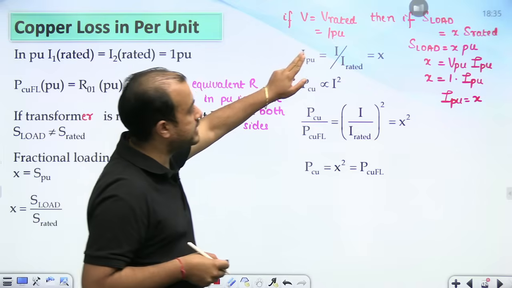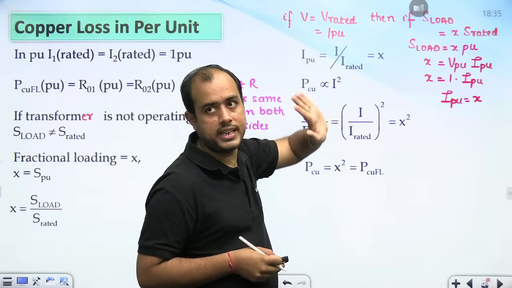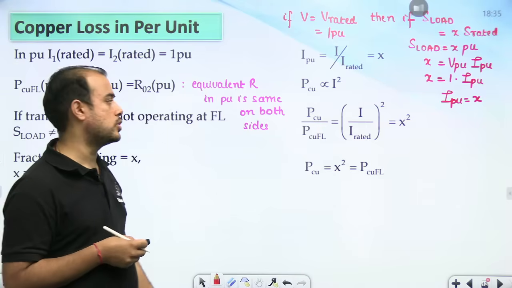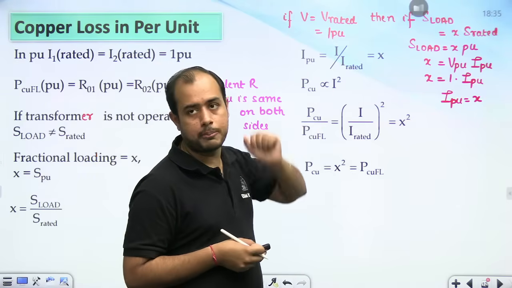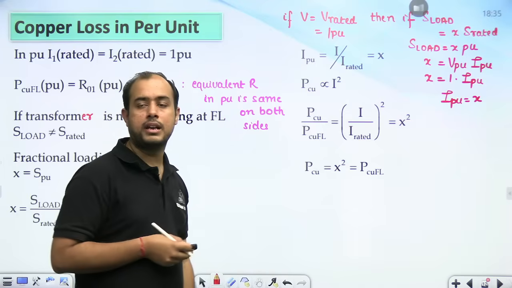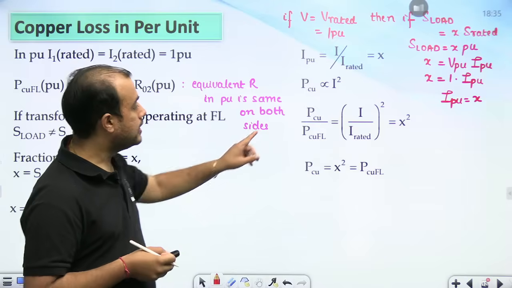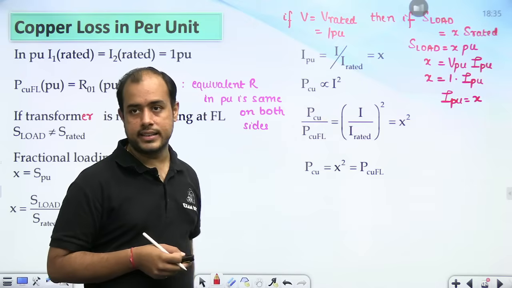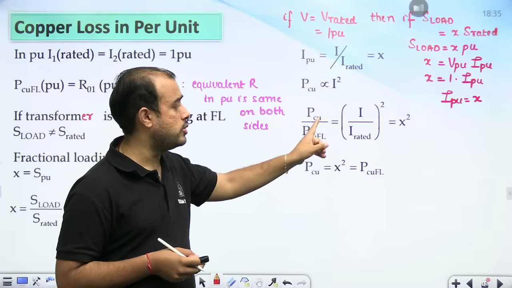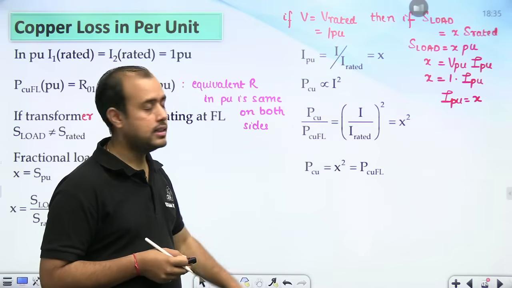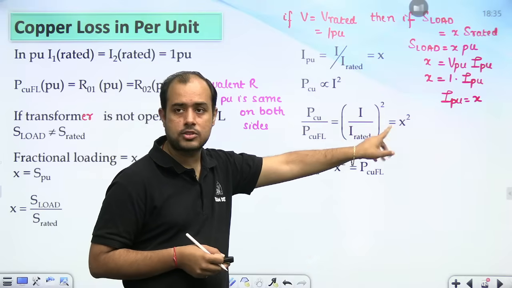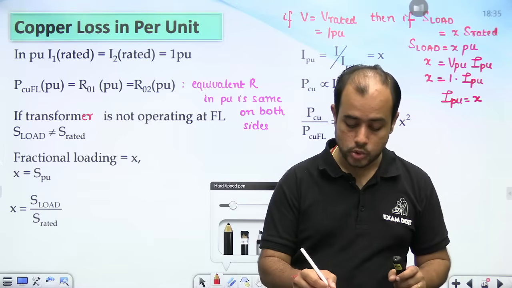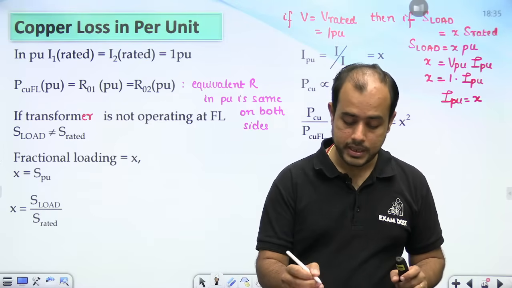So per unit current is I upon I rated, which is equal to X. Now copper loss is proportional to I square. So copper loss by PCUFL is I by I rated square, because PCUFL happens at I rated. I by I rated is X, so X square. So PCU is X square into PCUFL.